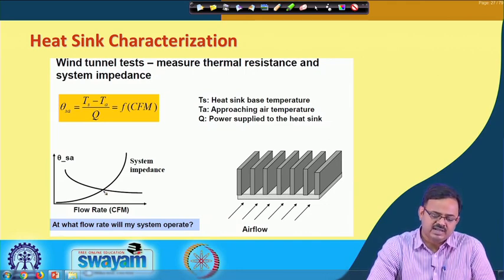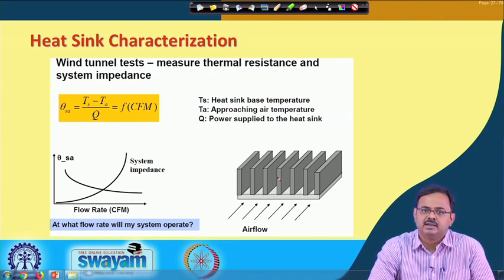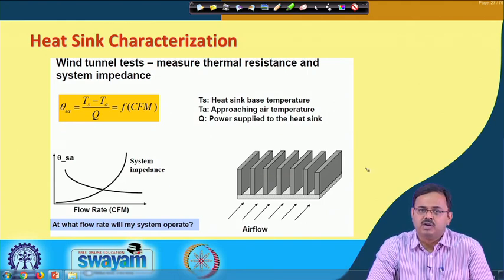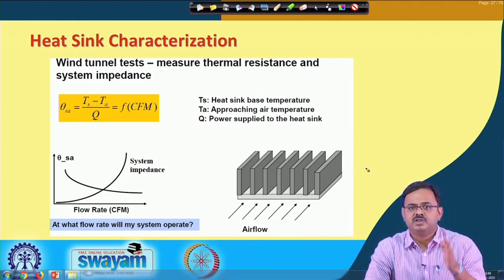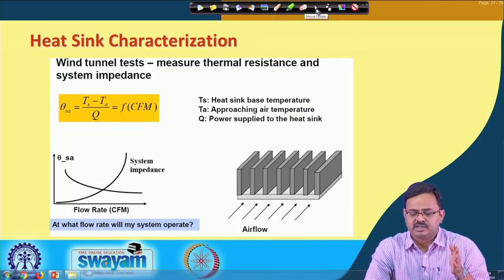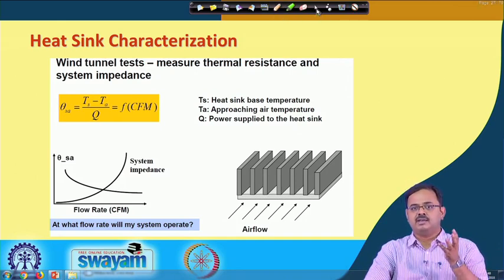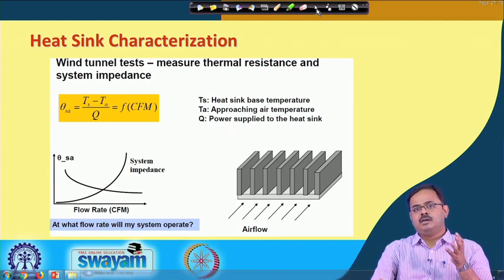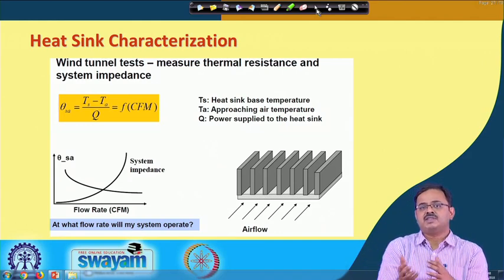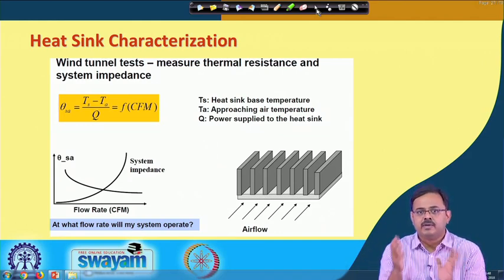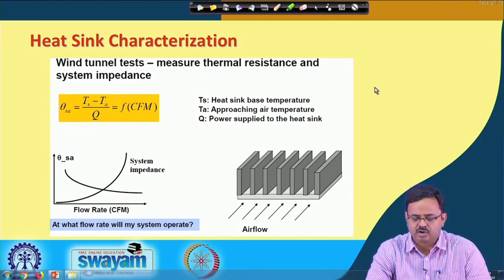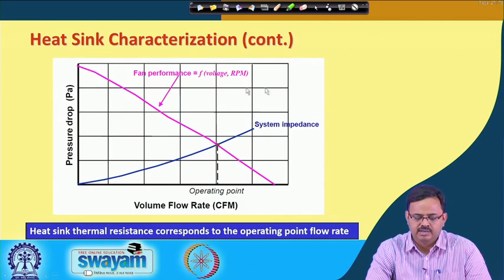So, the question is, if I use a fan and a heat sink, a fan is characterized by something called a fan characteristic curve, which gives you the rise in pressure, which is what a fan is supposed to do, to pressurize the air or the gas as a function of flow rate. If I use this fan with a heat sink which has its own impedance curve, what is the flow rate at which this combination is going to operate? And that is where we saw that it is going to operate over here.